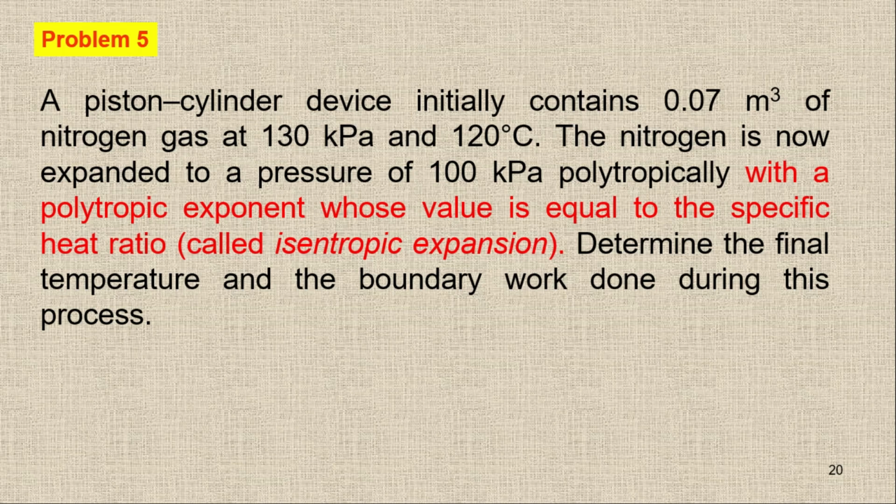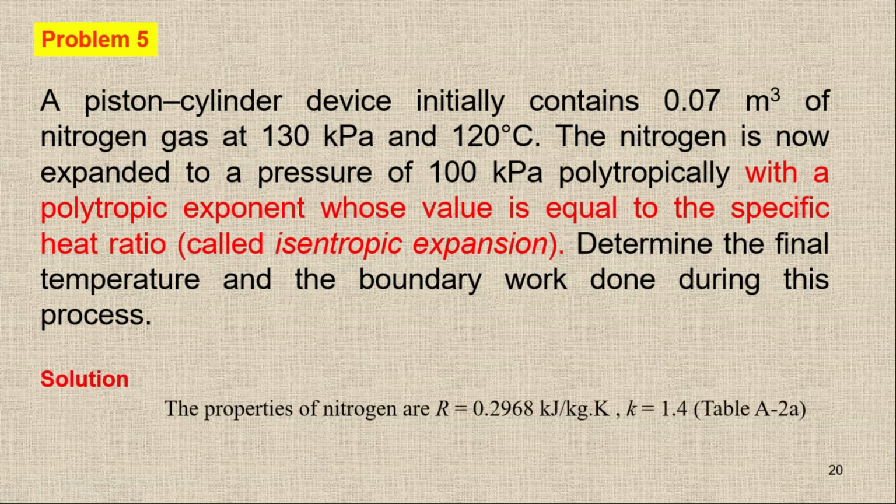Now here, if you can see, the gas is nitrogen. So whenever we have a gas, we can easily check the values of Cp and Cv from table A2. Sorry, I think table A1. From A1, because for the gases we have table A1. So V1 is given, this is V1. We have P1 and we have T1. And then we have the final pressure, which is 100 kilopascal.